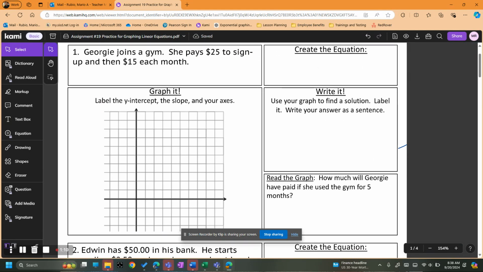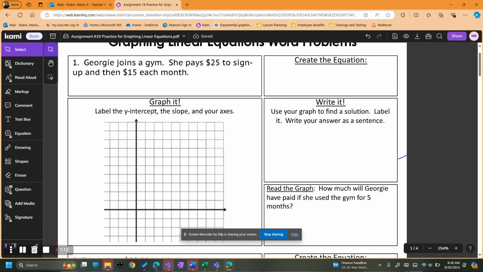Number one right here. Georgie joins a gym. She pays $25 to sign up and then $15 a month. Now, what I had mentioned a couple days ago when we did the graphic organizer is how do we know where to start when we have slope intercept form? Slope intercept form is y equals mx plus b. And I told you all, start with the y-intercept, and this is going to be your starting point. You get your first point, and then you use your slope to get your second point.